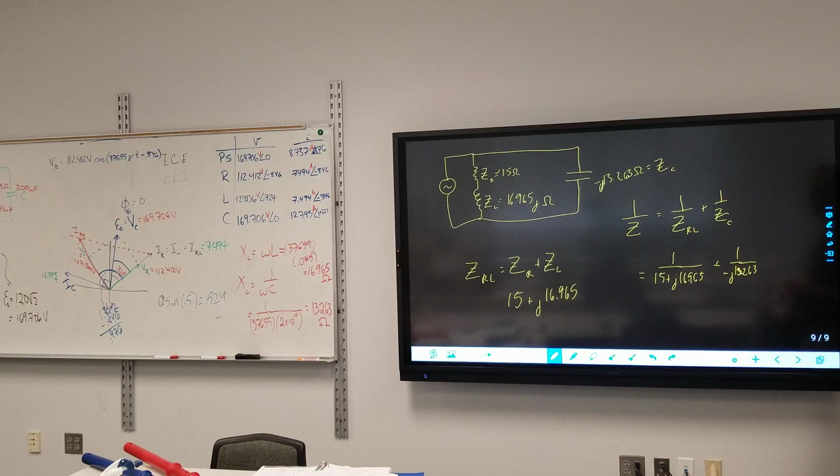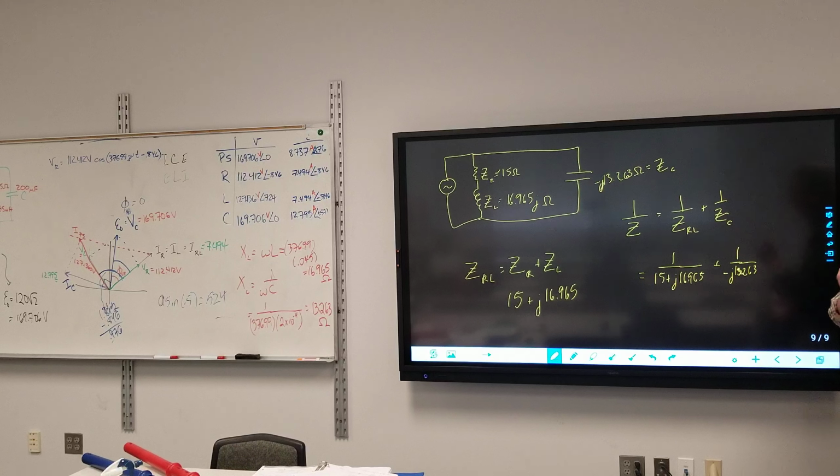Could you use a perfect square? Or, I mean, like a... multiply the left side by 1, top and bottom by 15 minus j. That way it would make the j go away. If you want to get rid of the j's in the denominator, you need to multiply by the complex conjugate.